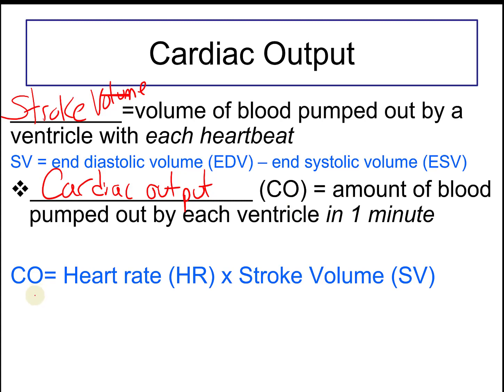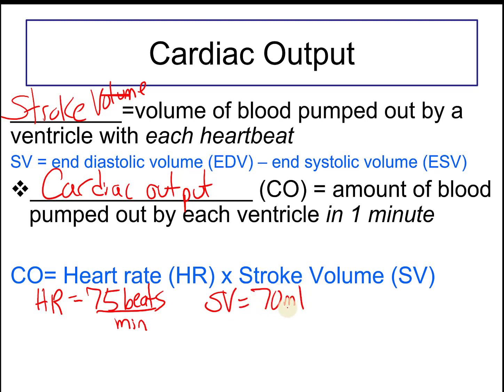So let's take an example here, and I'm going to tell you that this patient has a heart rate of about 75 beats per minute. Okay, so the person is at rest right now. And their stroke volume is about 70 milliliters per beat. So that means that in every heartbeat, one ventricle pumps out 70 milliliters of blood. And what I want to know is, what is their cardiac output?